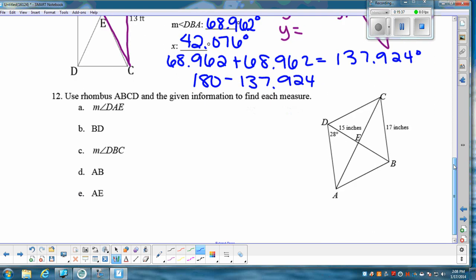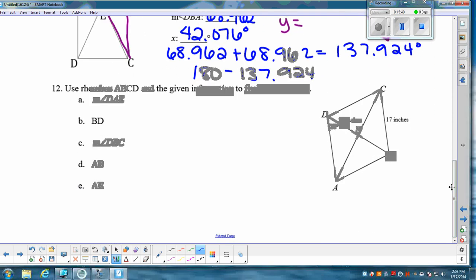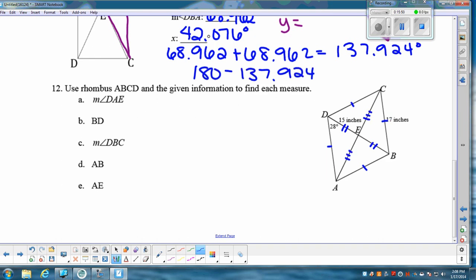Number 12, we have a rhombus, which means we know all of our sides are congruent. Our diagonals bisect each other. Our diagonals are perpendicular, and our diagonals bisect the opposite angles. So now that we have our whole picture labeled, we can look at what we have.